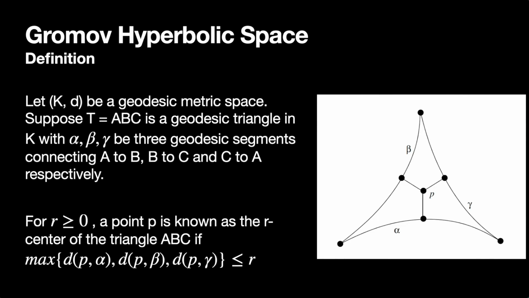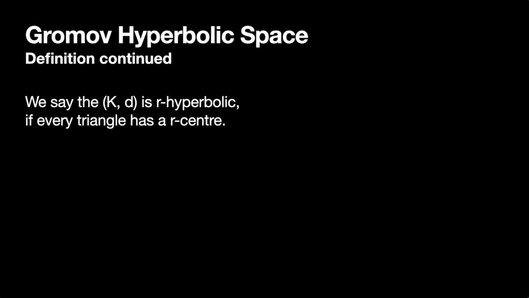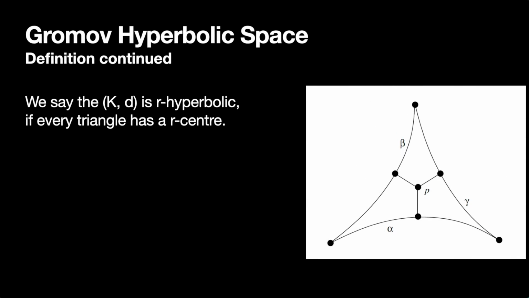Now for a real number R greater than 0, a point P is known as the R center of the triangle ABC if the distance of P from each of those geodesic segments is at most R. Now we are ready to talk about metric spaces which are Gromov hyperbolic. We say that a geodesic metric space K, d is R hyperbolic if every triangle has an R center for a given R greater than or equal to 0.